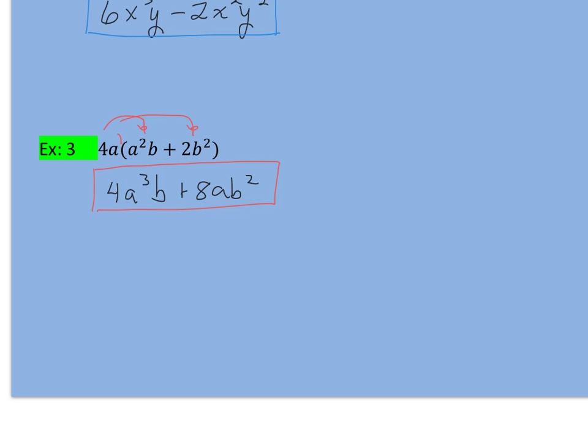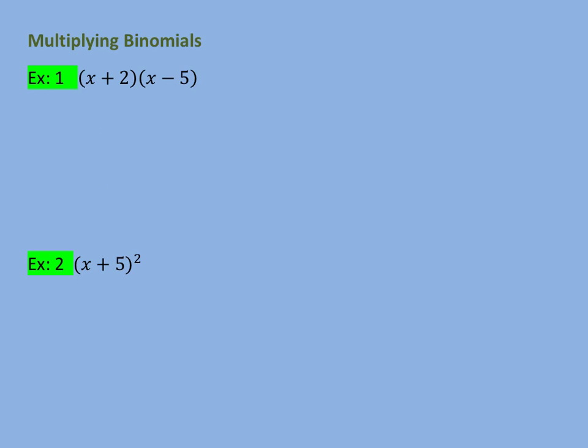Now we're going to look at a binomial times a binomial. There are 3 different ways you could choose to multiply this binomial to this binomial. One of the first ways that you may have been taught how to multiply is something called first, and then outer, and then inner, and then finally, last.